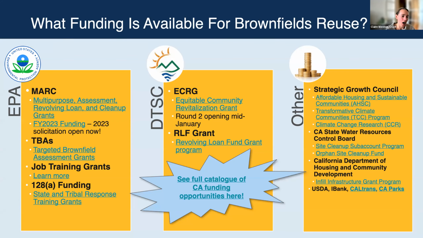Yeah, thanks, Greg. So we're going to be talking a lot more about some specific sources of funding later on in the presentation, but we wanted to provide you with this overview slide right off the bat. You should use this as a resource. All of the blue text, those are links to specific websites and resources for you to look further into. I want to highlight some of the EPA sources of funding: MARC, TBAs, or multi-purpose assessment, revolving loan, and cleanup. Noemi's going to talk more about that. Targeted brownfield assessments, job training grants, 128A funding.